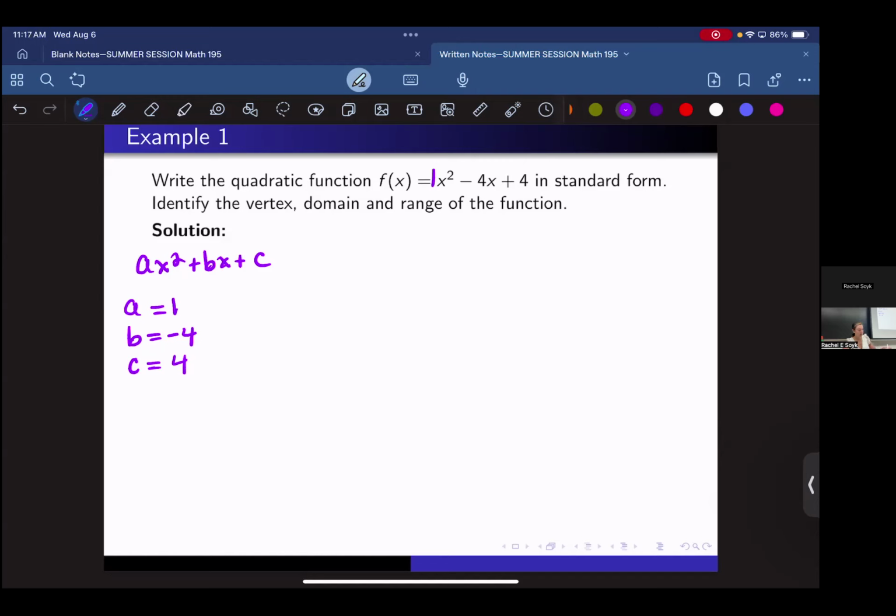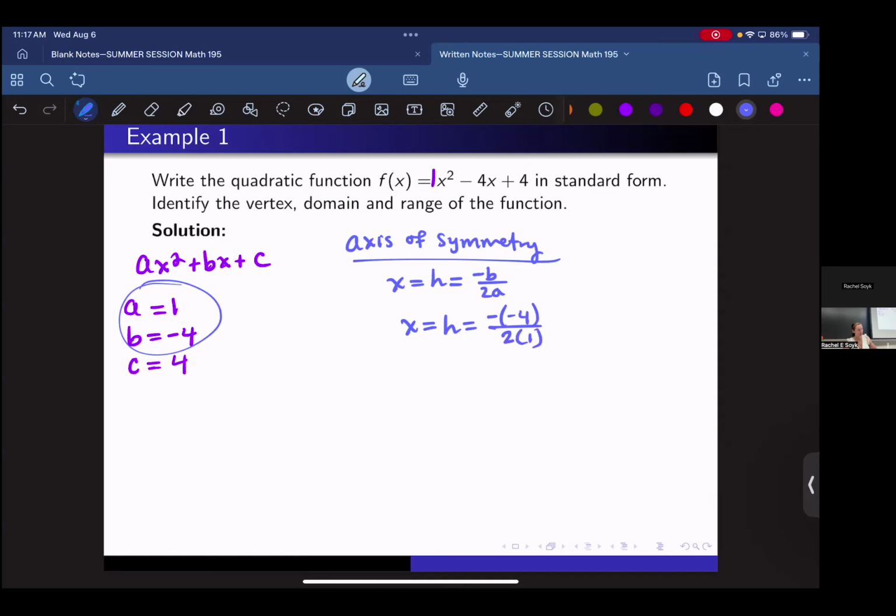So vertex is always found using your axis of symmetry. And the formula for our axis of symmetry is negative b over 2a. Our x value, aka our h in our vertex, is equal to negative b over 2a. And we have our b's and a's off to the side here, so we're just going to plug in. And so we get negative, in parentheses, negative 4 over 2 times 1, which ends up being a positive 4 divided by 2, which is just 2. So we just found our h value in our vertex.